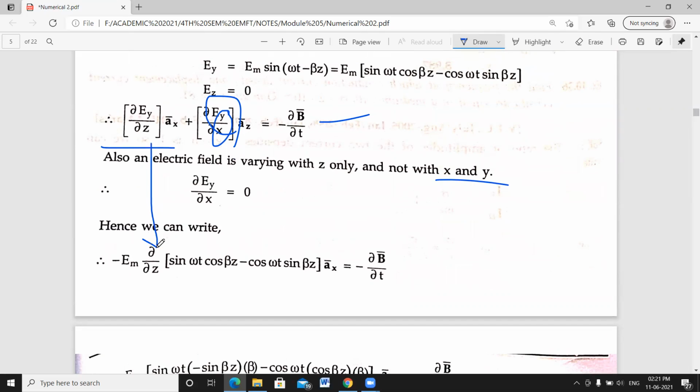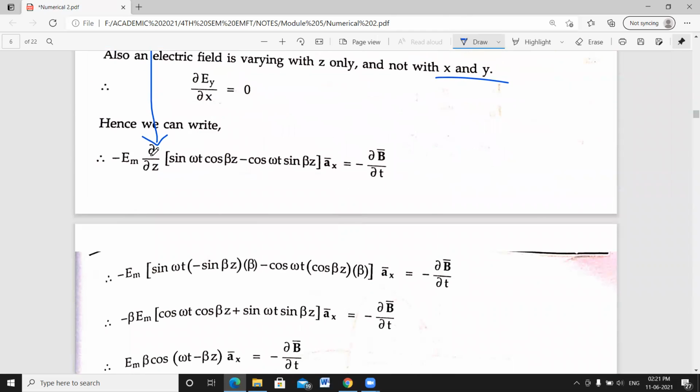I can write here minus Em ∂/∂z of (sin ωt cos βz minus cos ωt sin βz) of Ax, equal to minus ∂B/∂t. Then differentiating, we get minus Em [sin ωt times the derivative of cos βz, which is minus sin βz into β, minus cos ωt cos βz into β] Ax, equal to minus ∂B/∂t. This is remaining as it is.